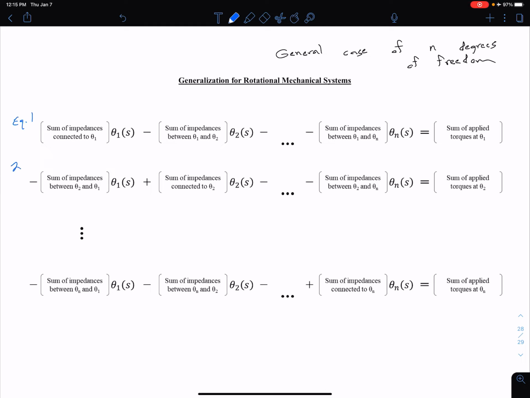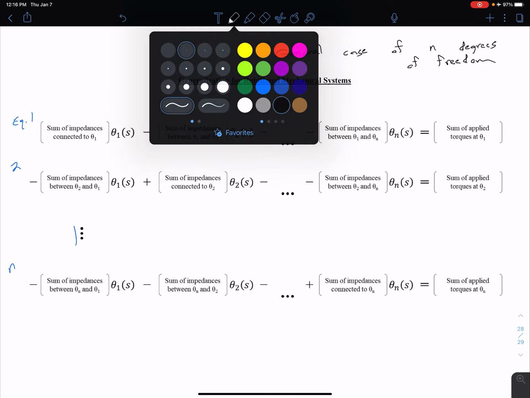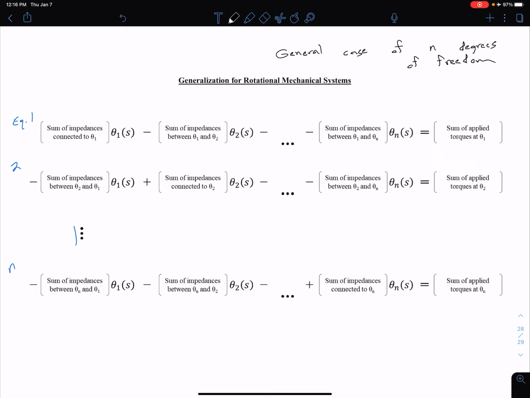This would be equation 2, so on and so forth, all the way down to equation number n, because remember we need n equations for n degrees of freedom. So largely this looks very similar to what we saw for our translational mechanical systems. The main difference now is that instead of talking about a translational displacement, we have an angular displacement. So we have these thetas as opposed to our x's that we had for our translational mechanical systems. Other than that, it's pretty much the same, and we see the same trends that we saw in our previous mechanical system as well as with our electrical networks.